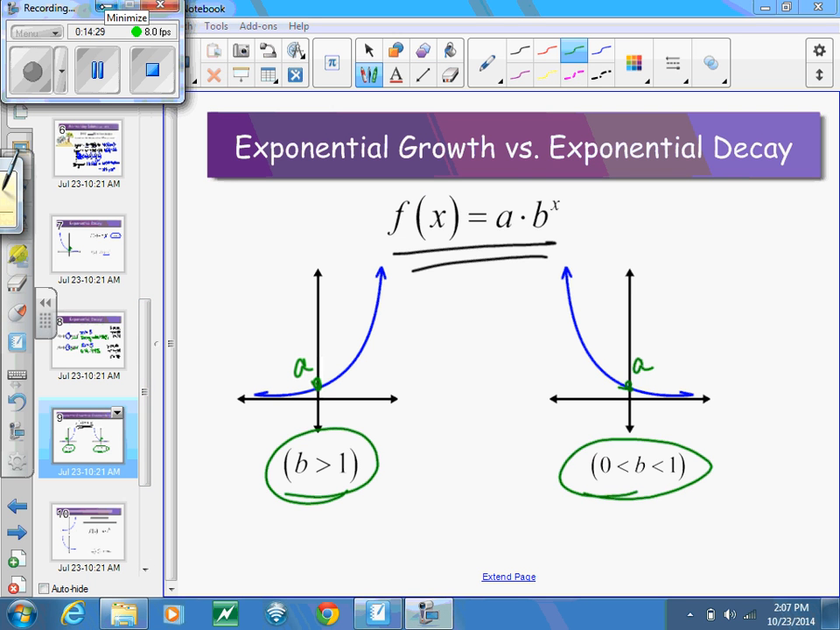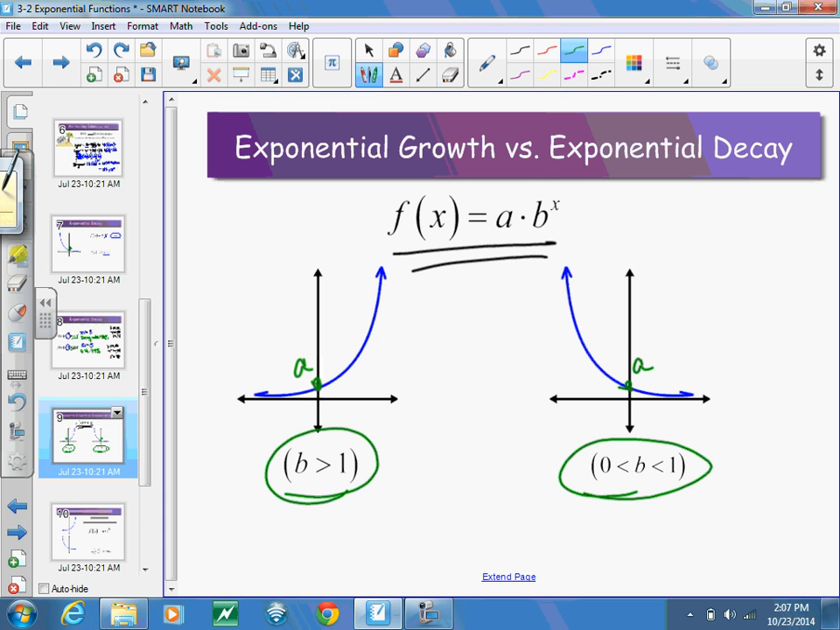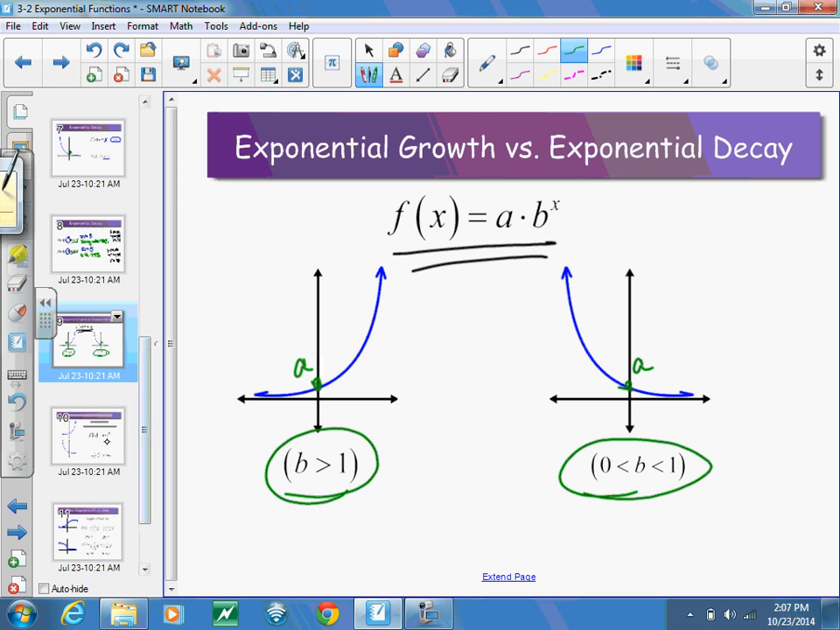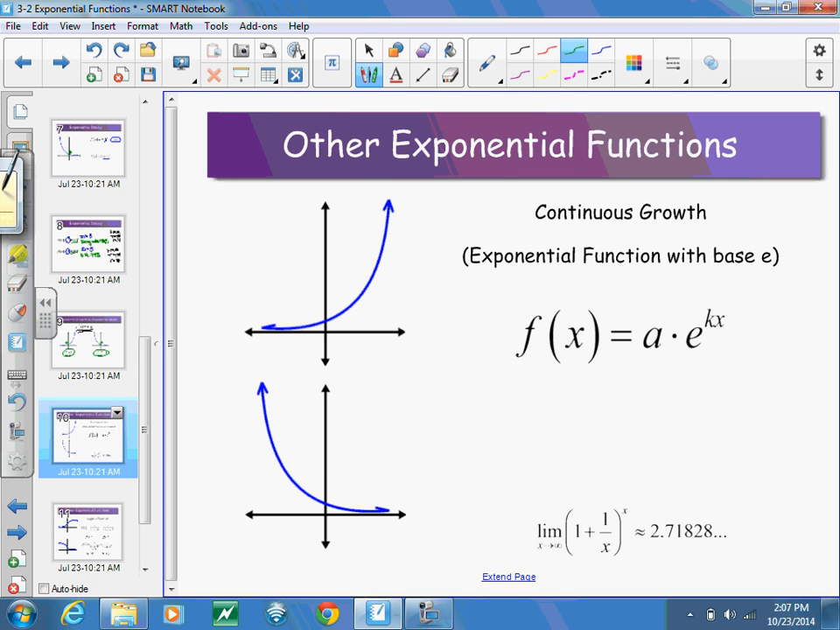I know I'm hitting that 15-minute mark, but I do want to finish up talking about a couple other exponential functions that we're going to be looking at. And the first one is talking about continuous growth. This one's going to come in once we start looking at using some banking examples and some financial examples of when we have continuous growth.